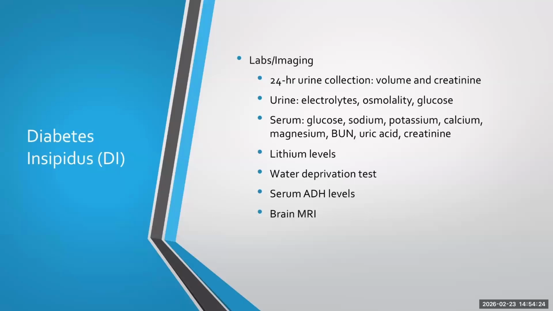Labs, get a 24-hour urine collection. It should be elevated because you're peeing all the time. So these jugs will be filled. You have a lot of volume of urine. Check the urine for your electrolytes, glucose, get your serum checks, your lithium levels. Water deprivation test, we'll talk about that in a second.